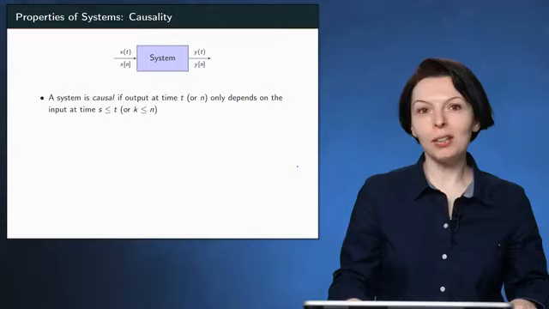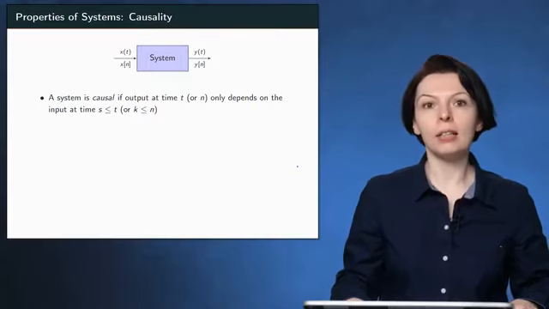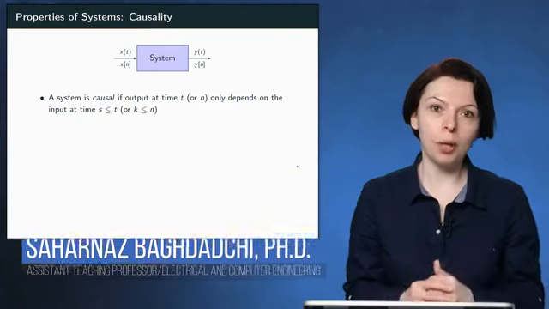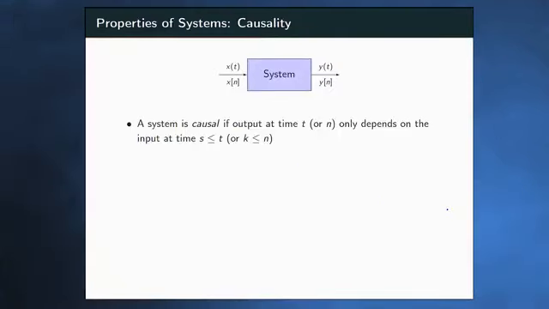Hello everyone, we are continuing the system properties, and in this video we are going to see the next set of system properties. A system is causal if output at time t only depends on the input at time s, which is less than or equal to t.